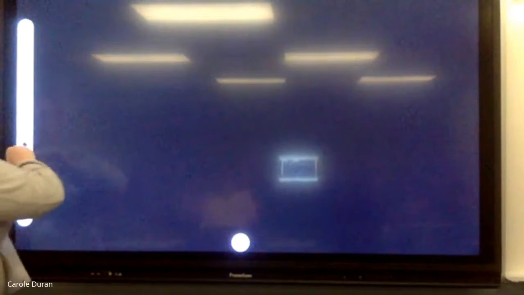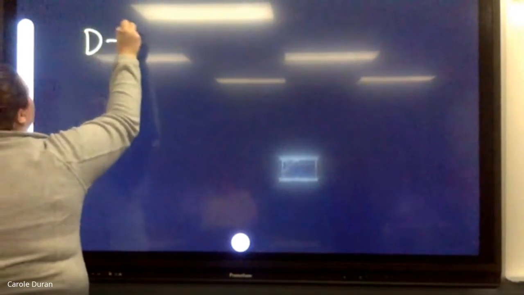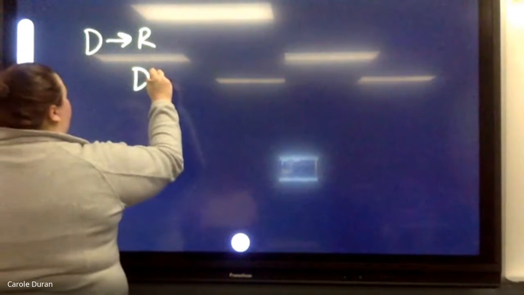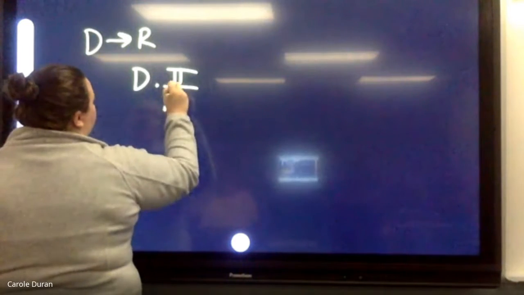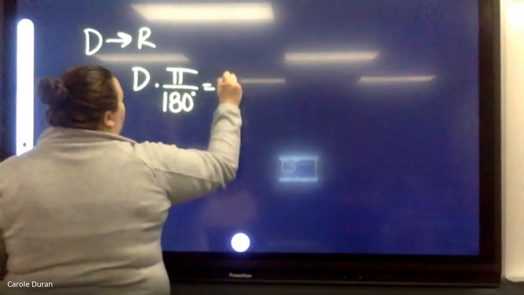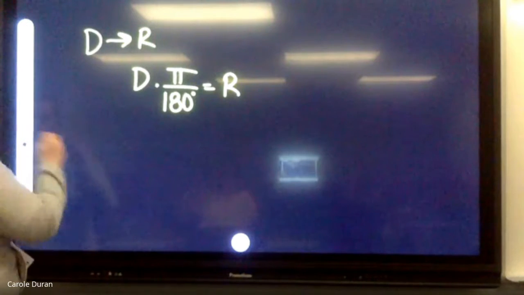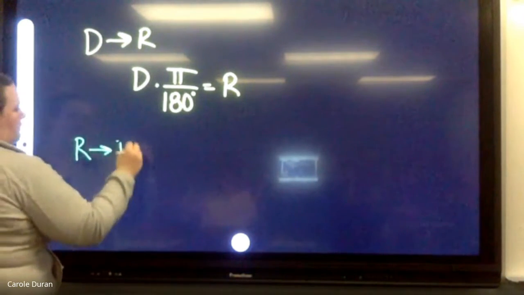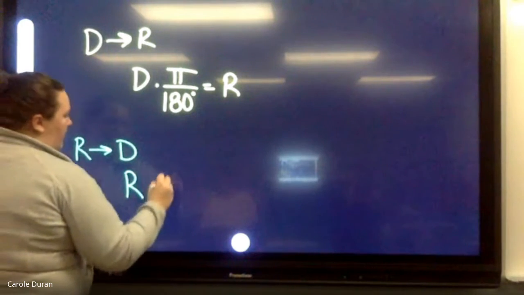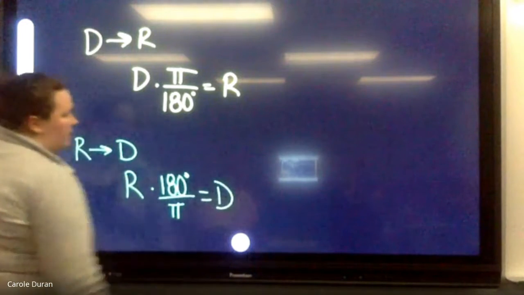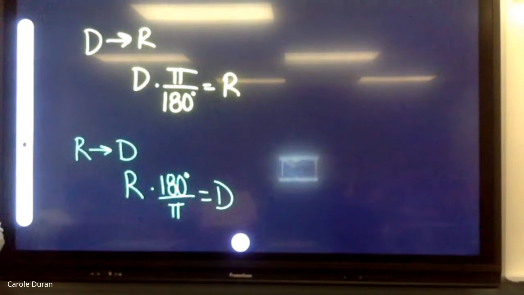Okay, so just recapping what we did yesterday, we acknowledged that if I'm converting from degrees to radians, I take the degrees that I have and I multiply it by pi over 180, and then that will give me the radian equivalent to that degree. If I'm going from radians to degrees, I take my radians and I multiply by 180 over pi, and that will give me my degree equivalent. We wrote that down yesterday, correct?